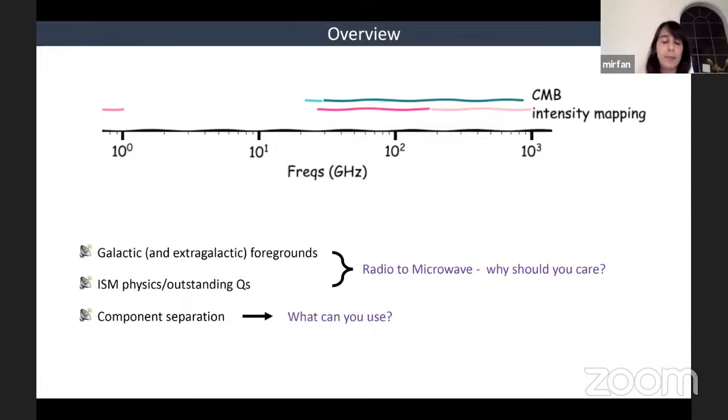And then right at the end, we're going to take a few minutes to just discuss what you can do about this. So what kind of component separations are available to you? What sort of branches of methods can you vaguely use in order to get to your cosmology?